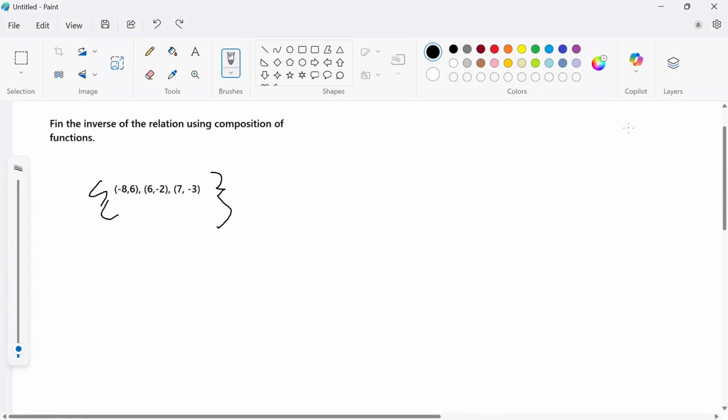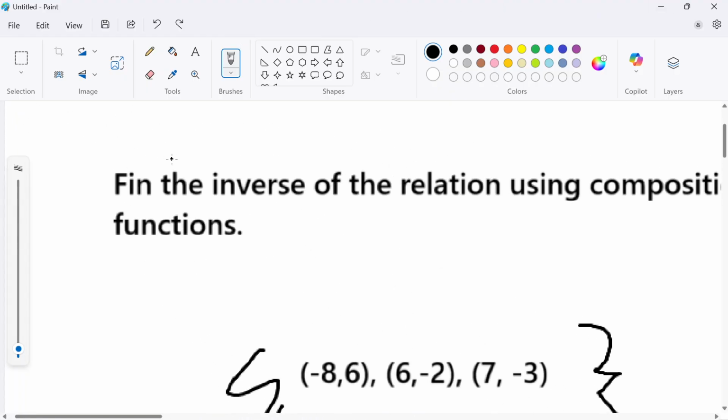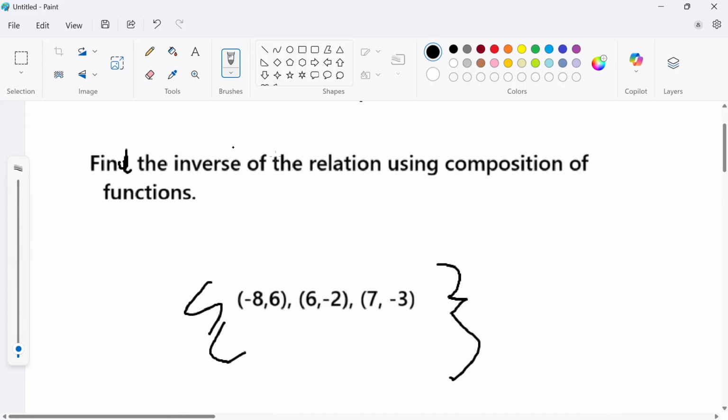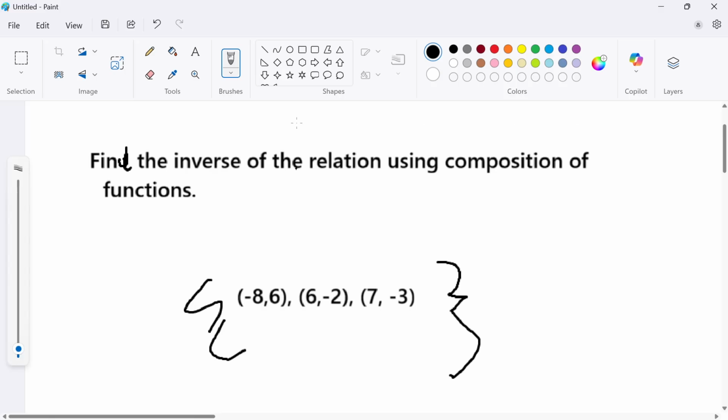This is an Algebra 2 question, and it says "fin." It should say "find." How am I going to fix that? Okay, not find the inverse, but find. I can't leave it just like that, so let me move it so it's not "fin" but "find." I don't know what "fin the inverse" would mean. Find. There. Find the inverse of this relation using the composition of functions.